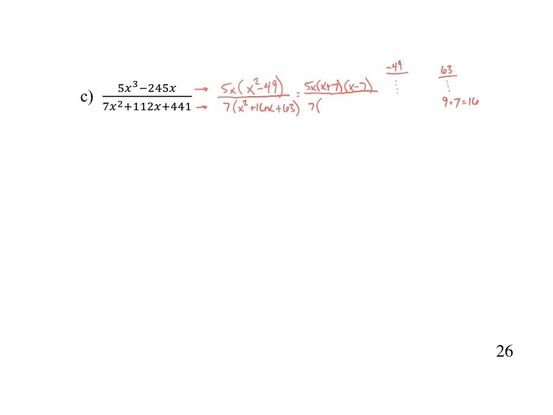So I have 7 times x plus 7 times x plus 9, and now I can see that some things are going to cancel here. I do have a 1 in the form of x plus 7 divided by x plus 7, so that cancels, and that's the only thing here that's going to go away. So in the end, I'm left with 5x squared, because remember, I'm going to put this thing back in here, minus 35x all over 7x plus 63.